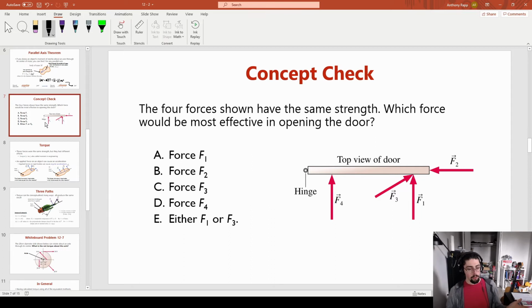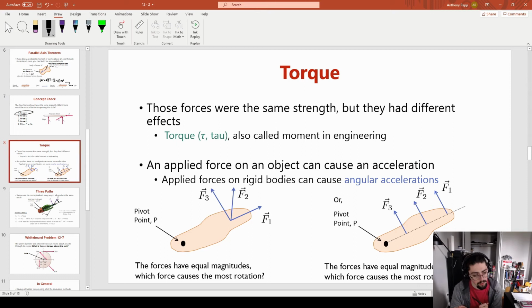But we kind of already know this one. Force 1. Of course it's Force 1. Force 3, maybe. Right? But the farther away I push from the hinge, so more towards Force 1 than Force 4, the easier the door is to open. There's a few different ways that you can actually think about this, right? When you're talking about leverage, leverage is not a physics term, but torque is.